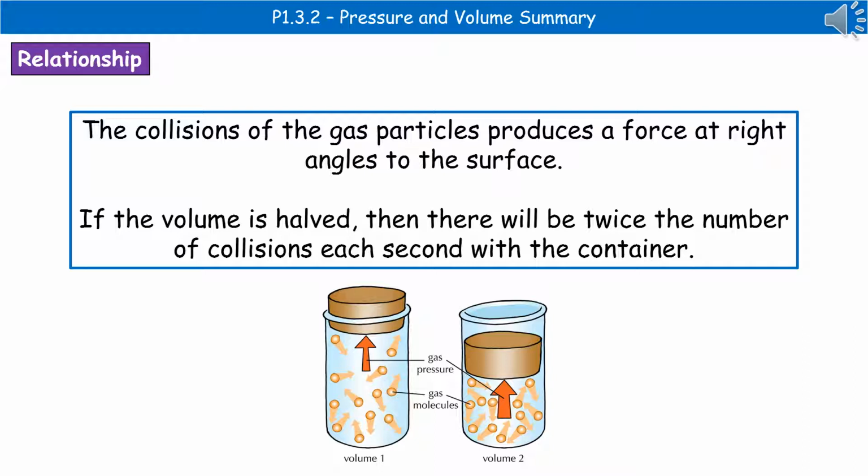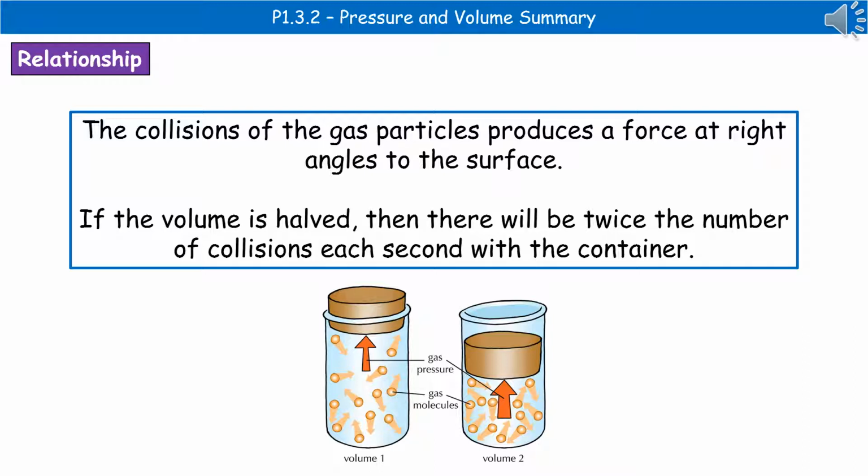When we consider what happens as those gas particles collide with the surface, they produce that force at right angles to the surface. So if we think about what's going to happen as we change the volume, if we halve the volume, then we find that there are twice the number of collisions each second with the sides of the container. And to give you an idea, I've given you a diagram at the bottom showing why that is.